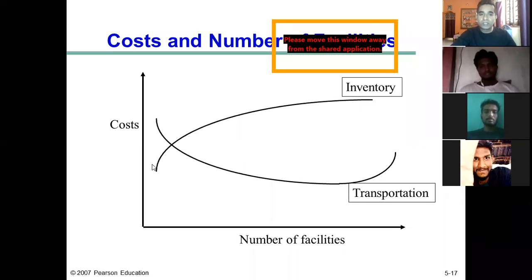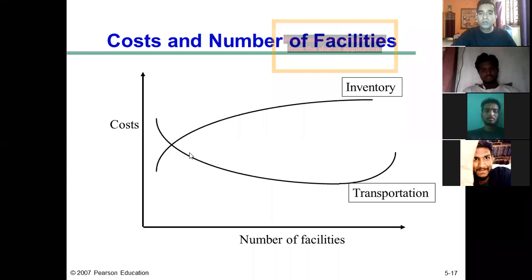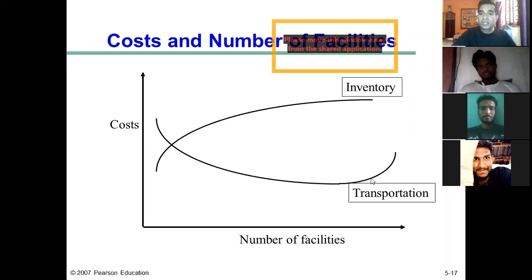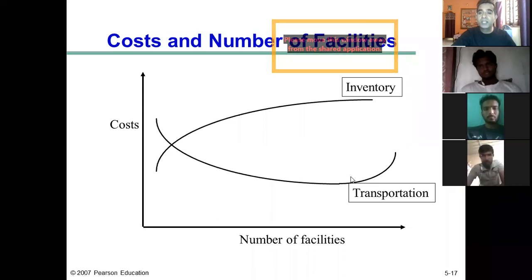And transportation cost, of course, as the number of facilities goes on increasing, the transportation cost goes on decreasing. But beyond a point, if a company increases the number of facilities, the transportation cost starts slowly rising. It is so because many times the company might have to use less than truckload carriers, which will increase the transportation cost per unit. So the company needs to know the optimal number of facilities.